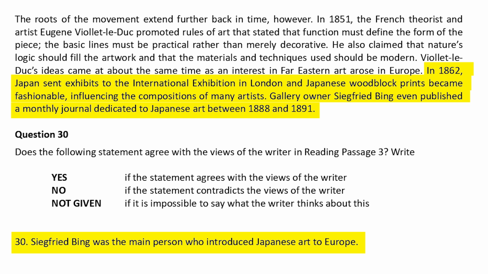Well, first of all, Japanese art was already popular in Europe by 1862, long before Siegfried Bing's journal started. The passage says Japanese prints became fashionable after the London exhibition, and many artists were already being influenced by it. Siegfried Bing definitely played a role. He supported Japanese art and helped promote it. But the question says he was the main person who introduced it, and the passage doesn't support that. In fact, it clearly shows that Japanese art was known and appreciated in Europe before Bing got involved. That's why the correct answer is no.